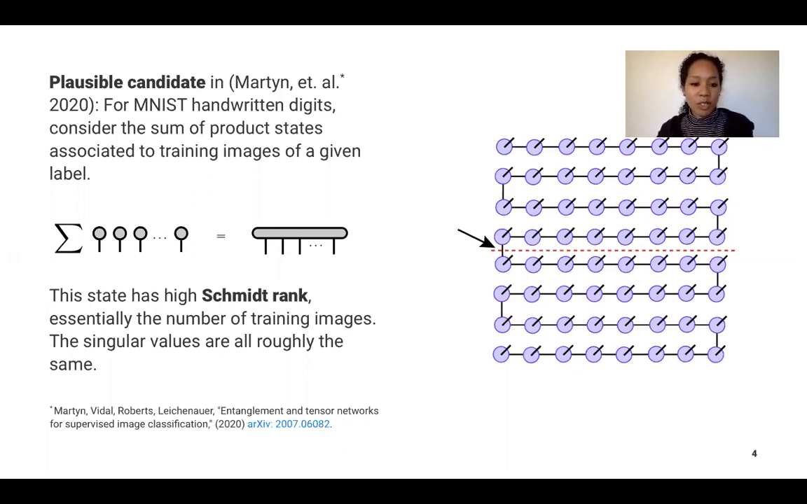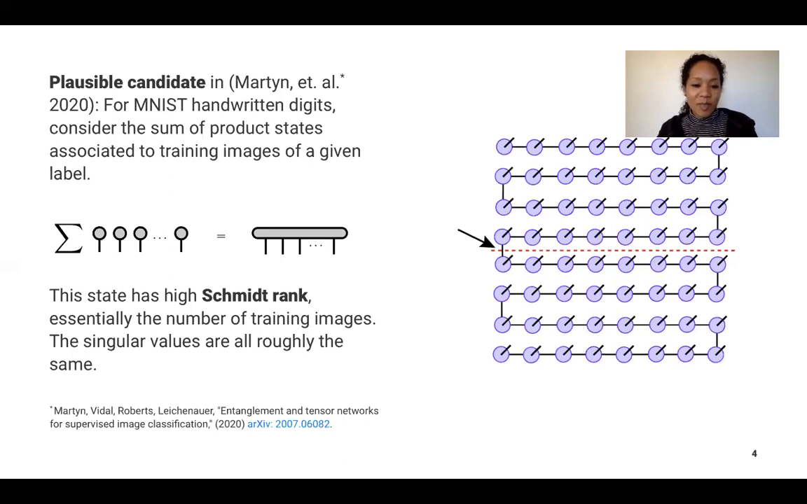So the approach to check this idea is to look at the amount of entanglement in this state. So on the right-hand side, here's an MPS model. You can imagine partitioning images into an upper and lower half and asking for the bond dimension there. I think in the paper of Miles and David, bond dimension of size 120 gave good accuracy. And so if this superposition of product states is plausibly the state being learned, maybe we should check its Schmidt rank and see if it's comparably low. But it turns out it's pretty high.